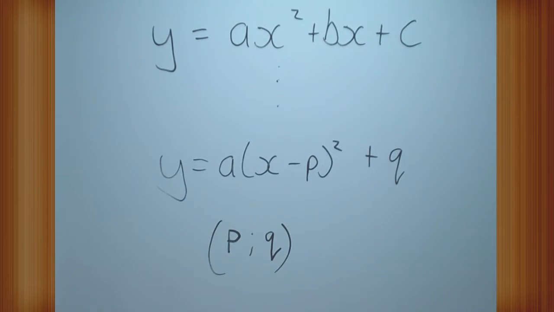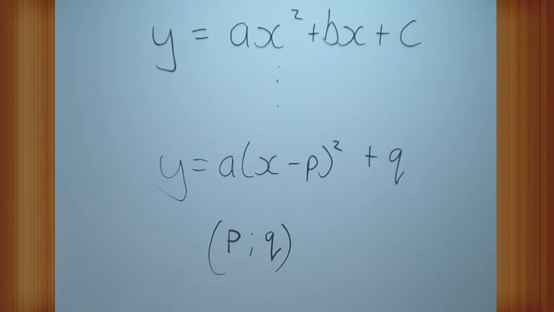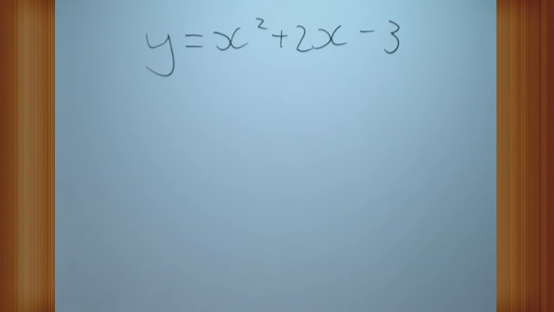And now that we have everything that we need, we will just put it on a graph and join the dots and follow the shape given by A. So let's do an example where you can see all of this in action. Let's consider the function y is equal to x squared plus 2x minus 3.